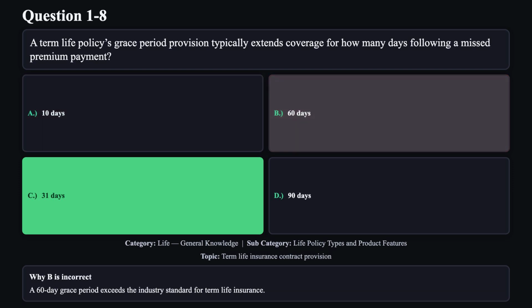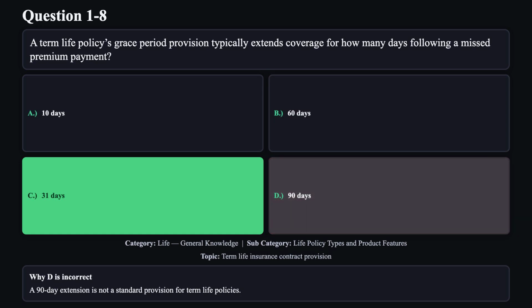Reason B is not correct. A 60-day grace period exceeds the industry standard for term life insurance. Reason D is not correct. A 90-day extension is not a standard provision for term life policies.